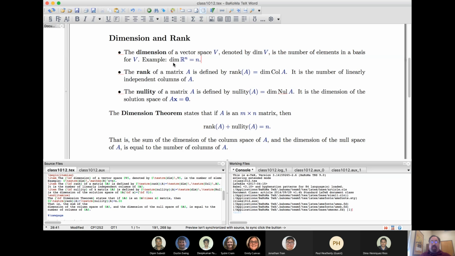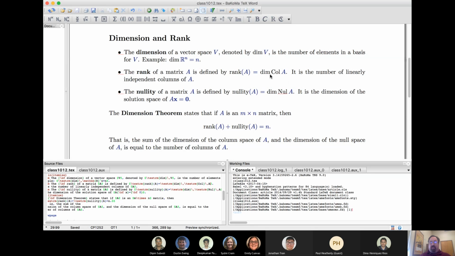Now that we have this notion of dimension of a vector space, we can describe the dimensions of certain subspaces of interest, because subspaces are themselves vector spaces. Previously we saw the column space of a matrix is the subspace spanned by the columns of A. The dimension of the column space is called the rank of A. So it's the number of linearly independent columns that A has.